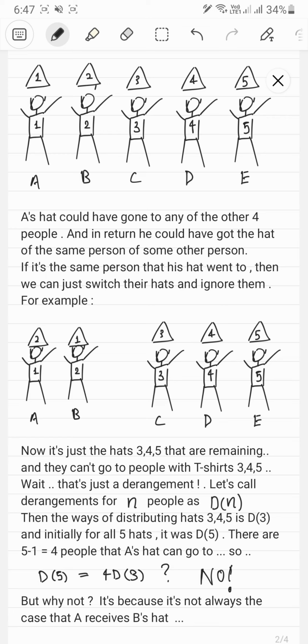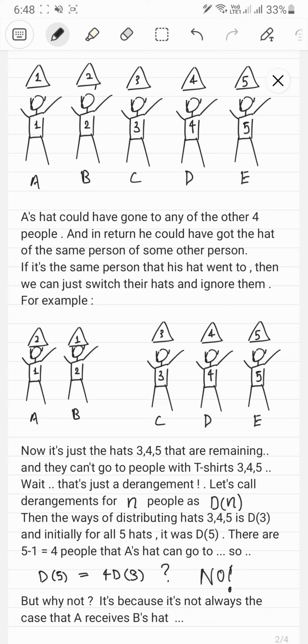But wait, if they can't go to 3, 4, 5 and there are just 3 hats roaming, then that in itself is also a derangement. So it's a part of the bigger derangement D5, but it's also a smaller derangement itself, so it's D3. But then how many such cases can we get? We can get n minus 1 such cases, or 4 such cases here, because it's not just that A and B can be switched, it can also be A and C, A and D, and A and E. So that means D5 can be replaced by 4 times D3? No, because there's one thing that we didn't consider.